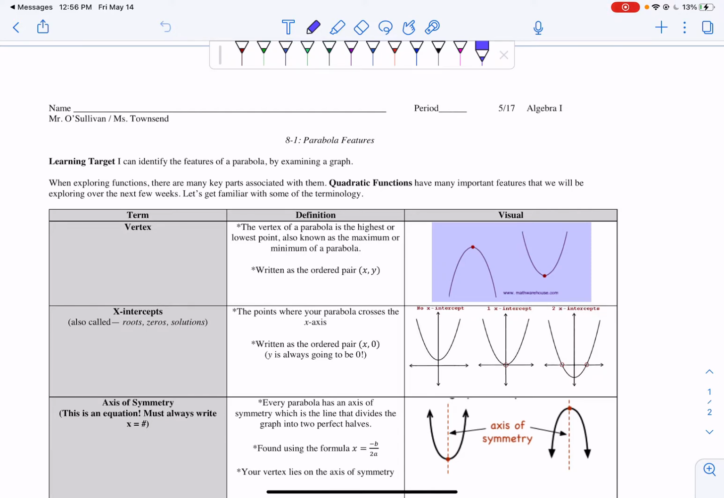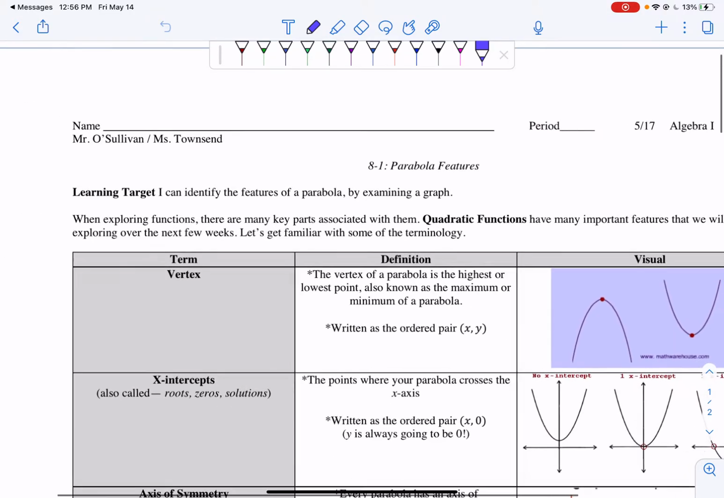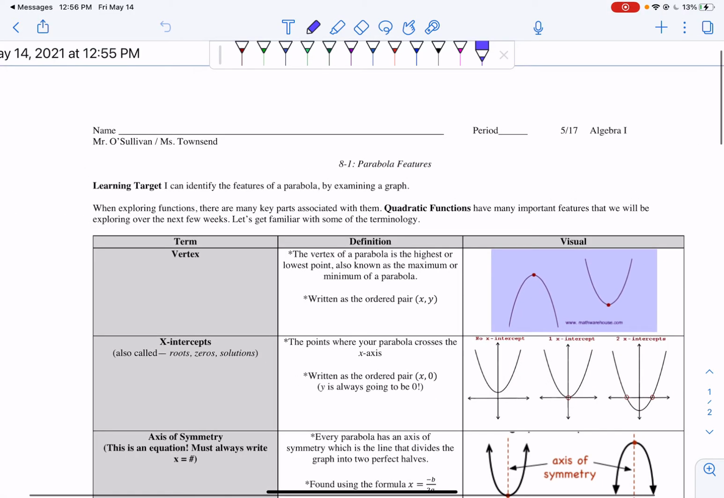Today we're going to be looking at Lesson 8-1, Features of a Parabola, or just Parabola Features. Today's learning target is: I can identify the features of a parabola by examining a graph. When exploring functions, there are many key parts associated with them. For instance, this whole unit, we're going to be looking at the quadratic function, or the parabola. We're going to be exploring this over the next few weeks, so buckle up.